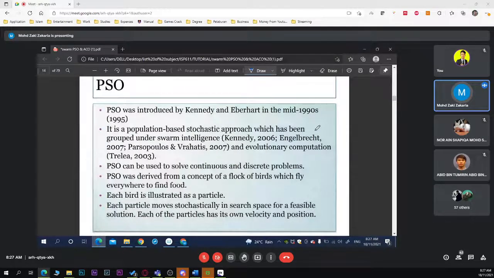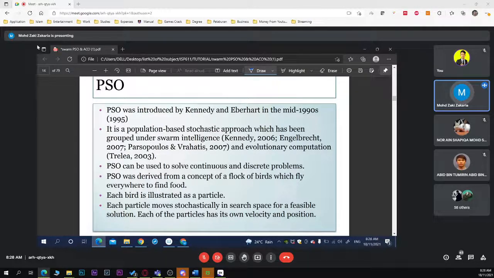optimization. Introduced by Kennedy and Eberhart in mid 1995, PSO is a stochastic approach which has been grouped under swarm intelligence. PSO can be used to solve continuous and discrete problems, and is derived from the concept of bird flocking, where birds fly everywhere to find food, and each bird is illustrated as a particle. Each particle moves stochastically in the space for a feasible solution. Each particle has its own velocity and position.